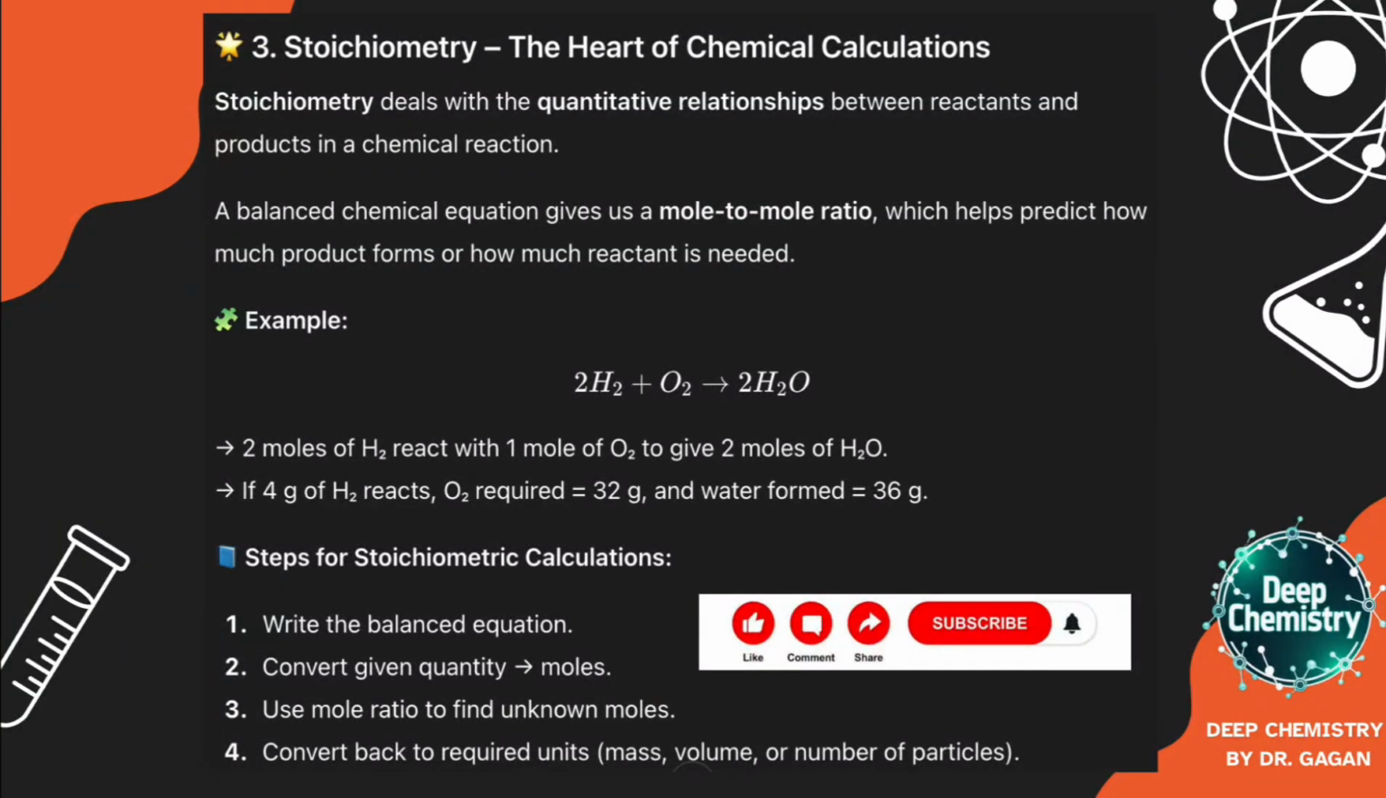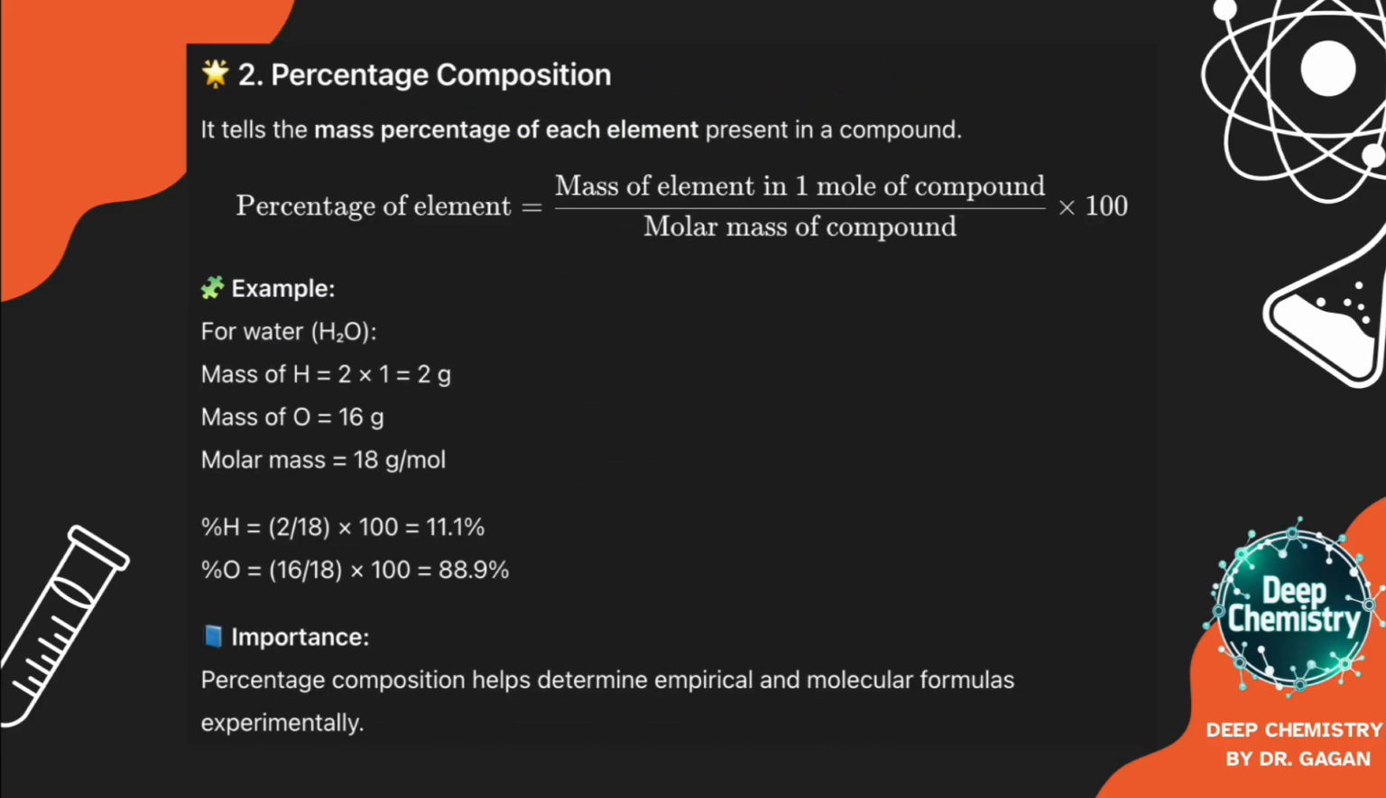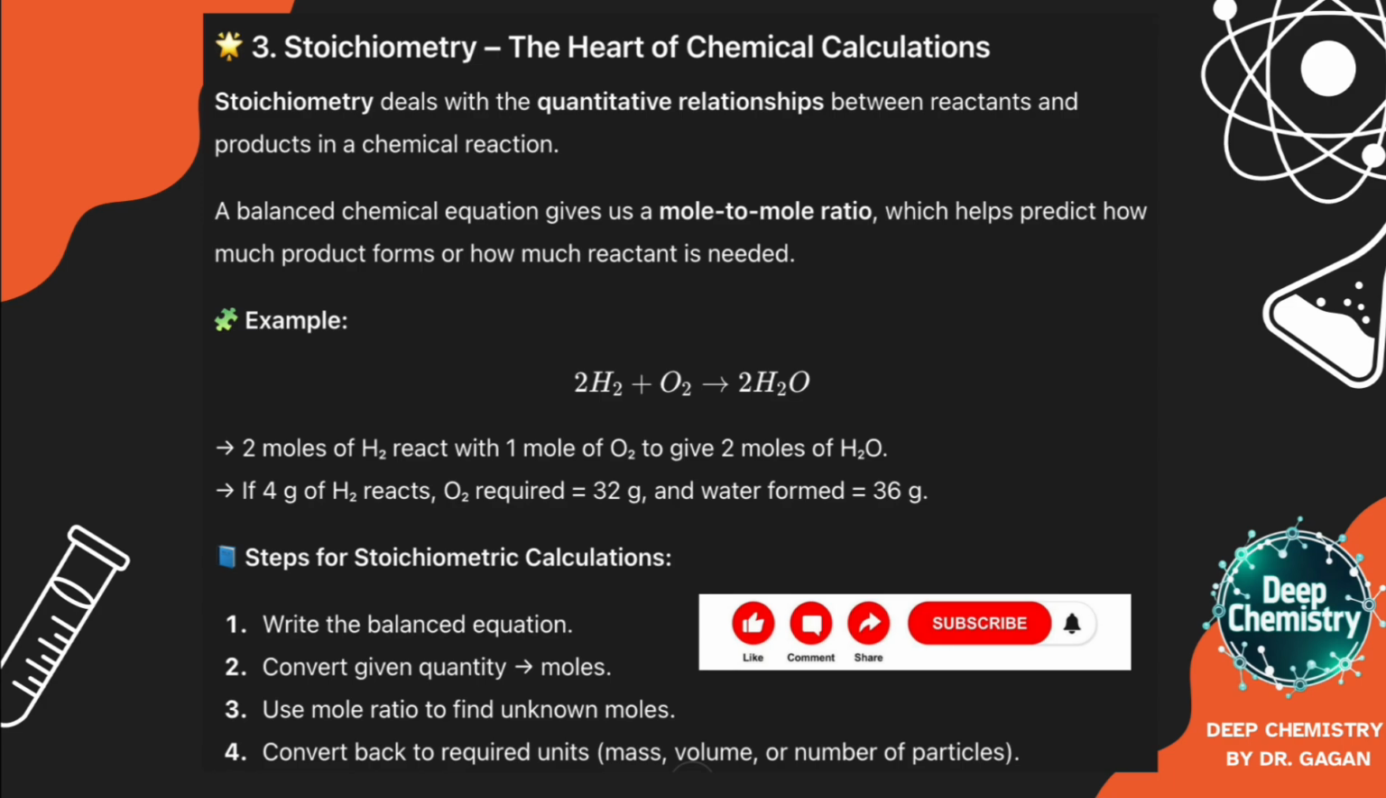Now, the backbone of chemistry calculations arises, that is stoichiometry. It's basically about how much reactant reacts and how much product forms, all based on mole ratios from a balanced chemical equation. For example, 2H2 plus O2 give rise to 2H2O. This means 2 moles of hydrogen combine with 1 mole of oxygen to form 2 moles of water.